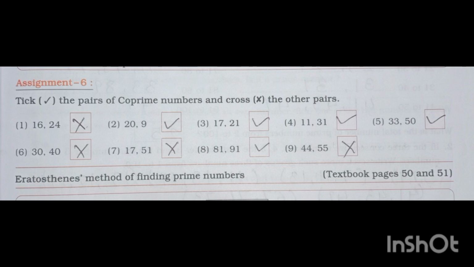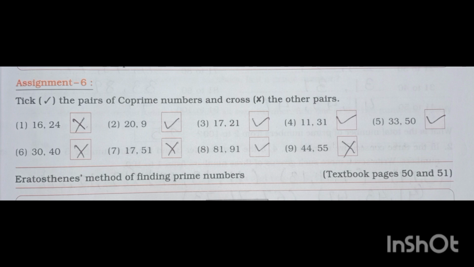Now assignment 6. Tick correct the pairs of co-prime numbers and cross the other pairs. So first one, 16 and 24, it's not a co-prime pair. Second, 20 and 9, it's a co-prime pair. Third one, 17 and 21, it's a co-prime pair. Fourth one, 11 and 31, it's a co-prime pair. Fifth, 33 and 50, it's a co-prime pair.